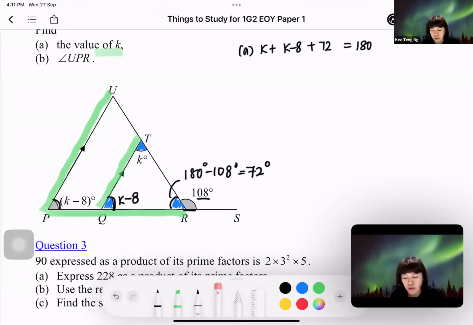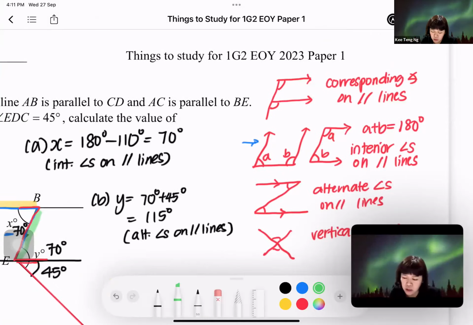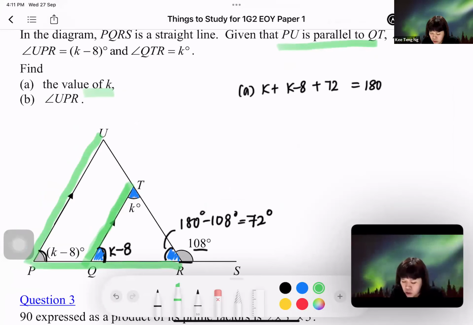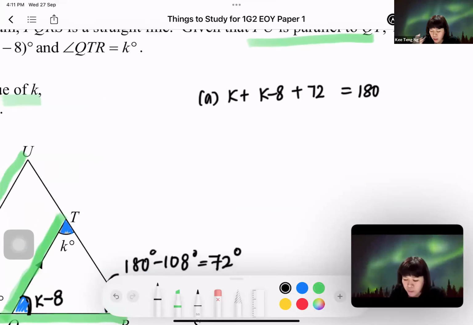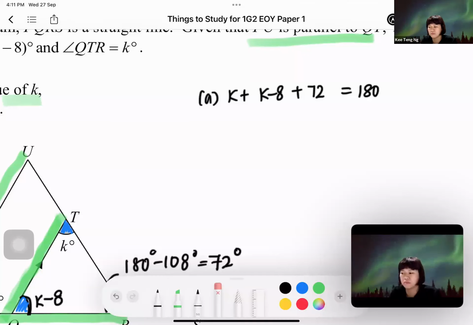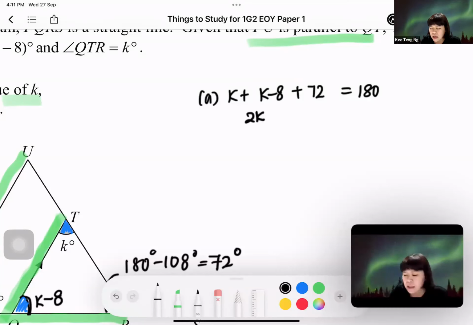Now everything adds together, angles in a triangle, right? First, I use a corresponding angle, the one that is letter F over here. Corresponding angle, I find this angle K minus 8. Then all three of them add together. So now let us simplify. I'll go down the row. Aiman, K plus K, here it becomes how many K? Okay, 2K, then minus 8 plus 72.